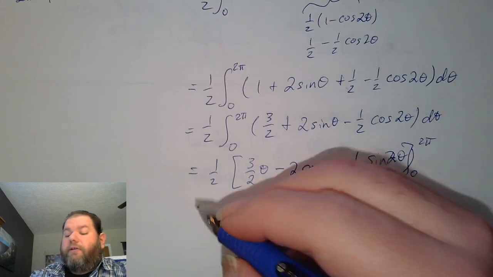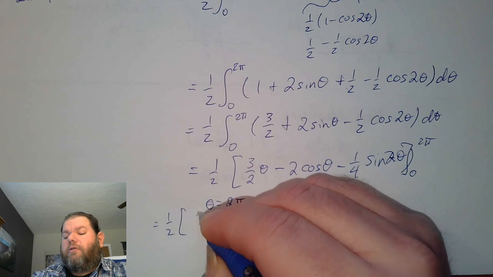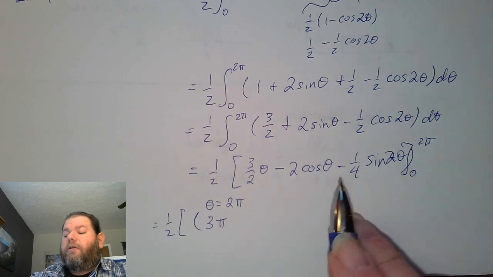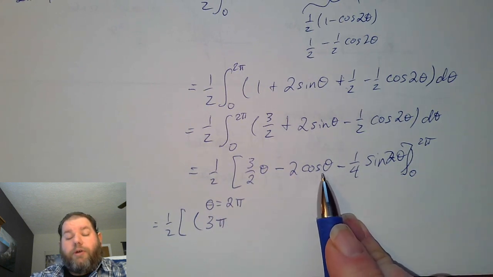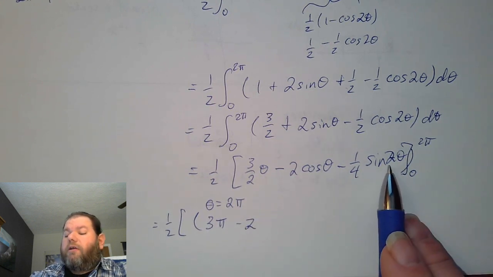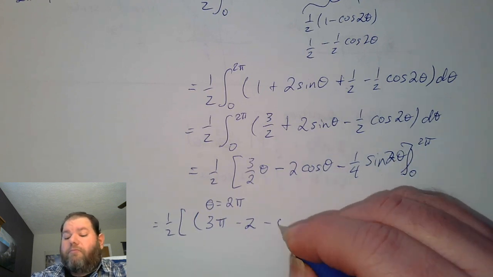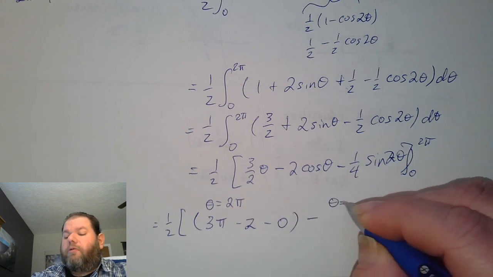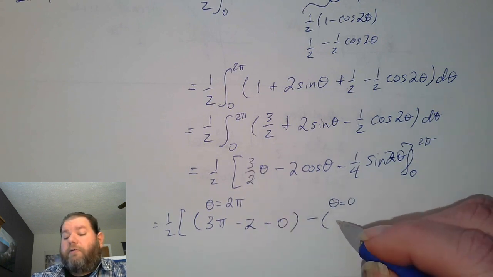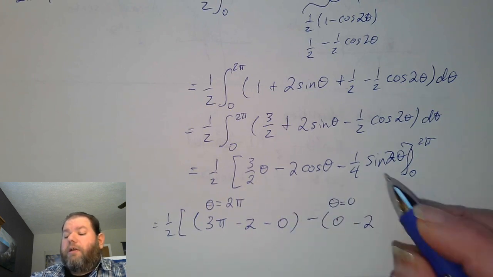So plugging in 2 pi, 3 over 2 times 2 pi would be 3 pi. Cosine of 2 pi is 1 times minus 2, minus 2. So this would be sine of 2 times 2 pi, sine of 4 pi is 0. Then we plug in theta equals 0, which would be 3/2 times 0, 0. Cosine of 0 is 1, so minus 2. And sine of 0 is 0.